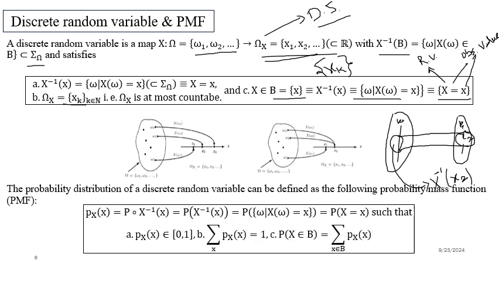Now, once you have a discrete random variable, how do we define what we call the probability distribution of the discrete random variable? The probability distribution of a discrete random variable, we call it the probability mass function. Why mass? We observe in the omega x, what do we observe? We observe points in the real line. Why? Because omega x is a sequence of real numbers. Real numbers are coming in the sequence.